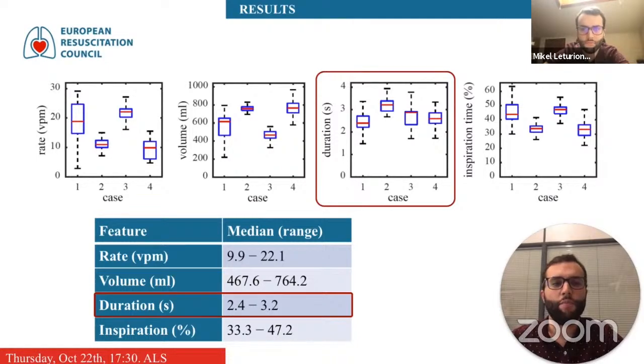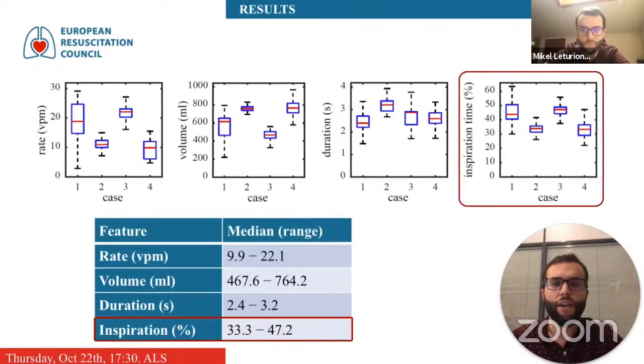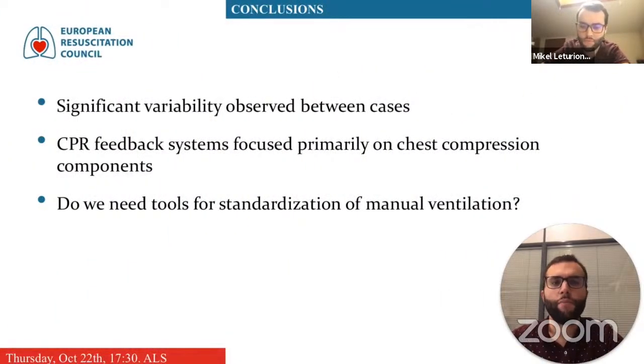Ventilation durations varied among cases, with median values between 2.4 and 3.2 seconds. Finally, durations of inspirations were shorter than those of expirations, with a median percentage value between 33 and 47%. To sum up, the analyzed ventilation features showed a significant variability among cases. Currently, CPR feedback systems are primarily focused on chest compression components such as chest compression rate and depth. Hence, the design of tools or guidelines to standardize manual ventilation during CPR could be of great benefit.